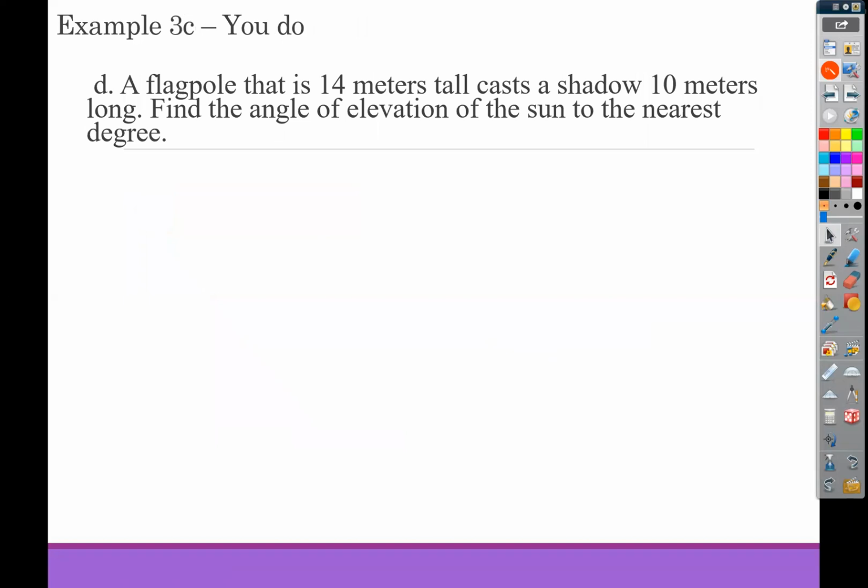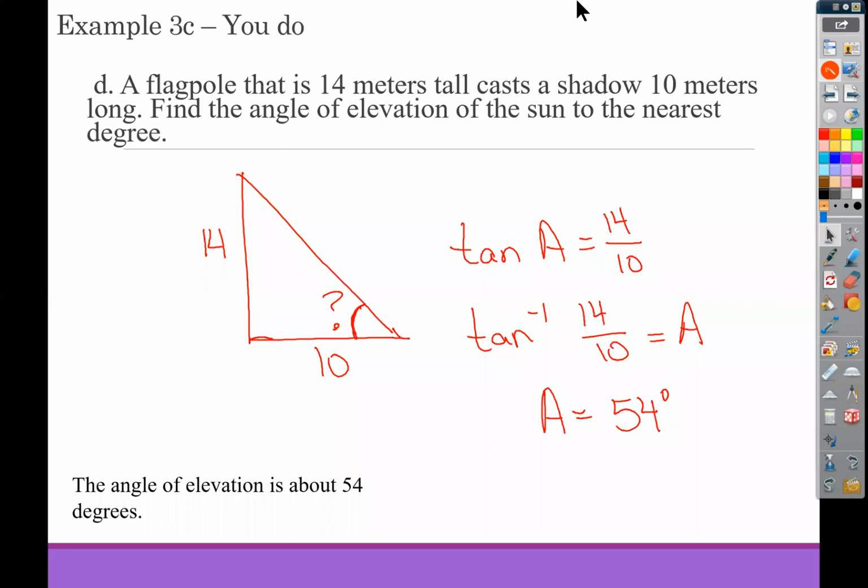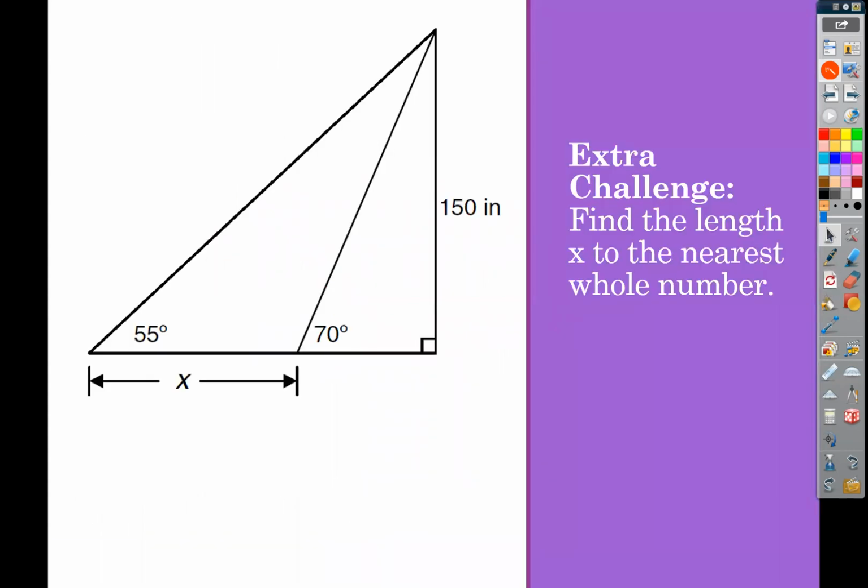Okay, so you try this one. All right, when you did that, you should have gotten the angle of elevation is about 54 degrees. Okay, here's an extra challenge: find the length of X to the nearest whole number. I'm going to tell you the answer, and then I want you to figure out how I did it. So the answer is 50 inches.